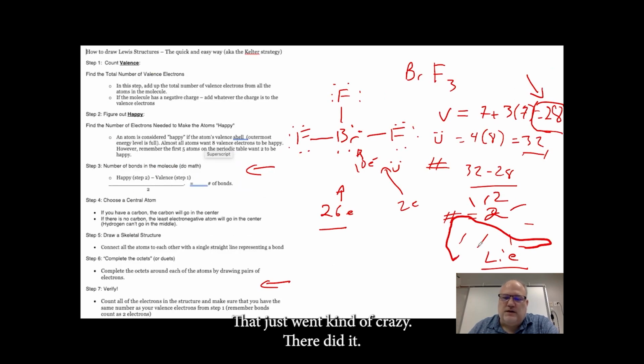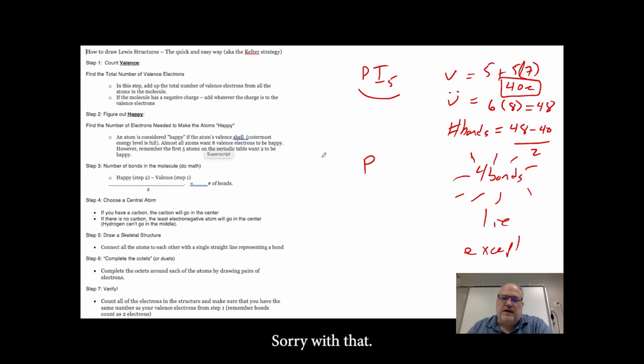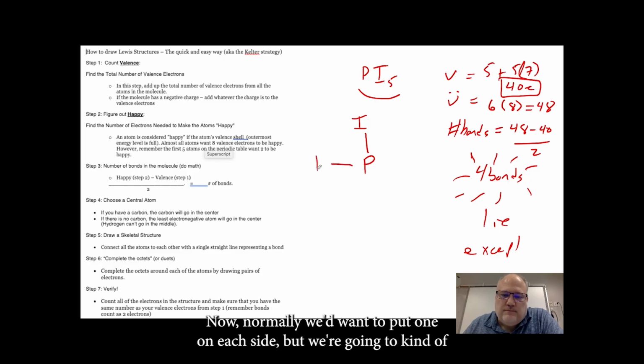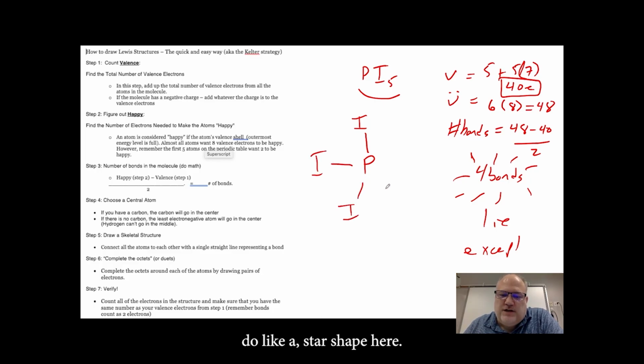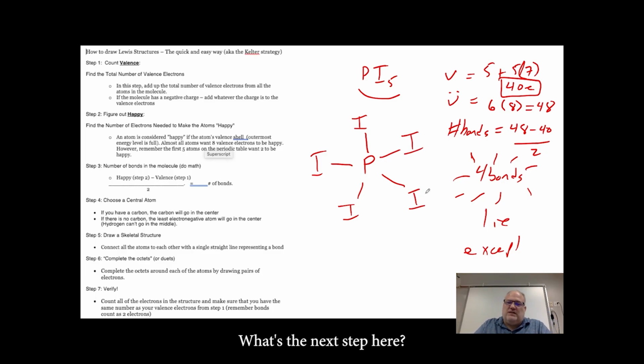Whoa, that just went kind of crazy there, didn't it? I'm going to go back here to where we were. Sorry about that. And what I'm going to do is attach all of these with at least 1 bond. Now, normally we'd want to put 1 on each side, but we're going to do a star shape here. We'll worry about actual shapes when we're dealing with the shapes of molecules, which is the next step here.